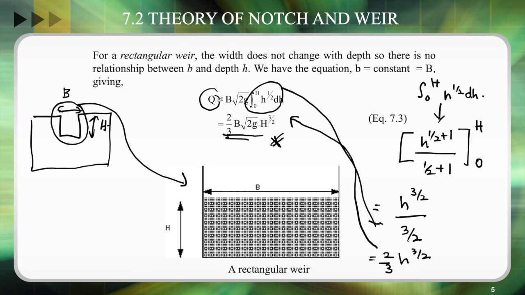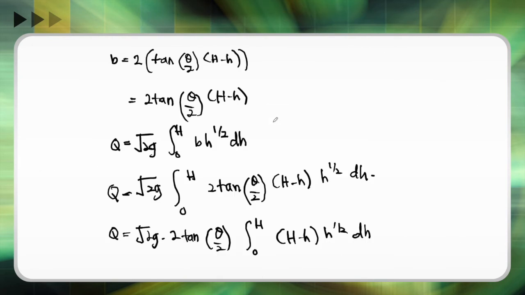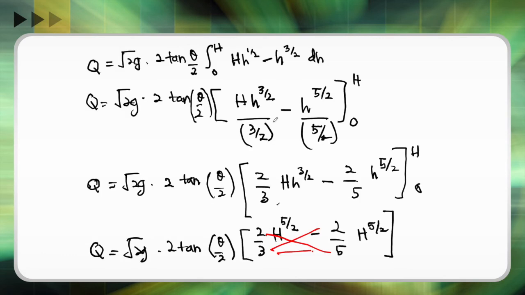This is the equation for a rectangular weir, where Q equals 2/3 B √(2g) H^(3/2). Now I will explain what H is. The capital letter H is the head over the notch. In the question, it will mention the head over the notch.